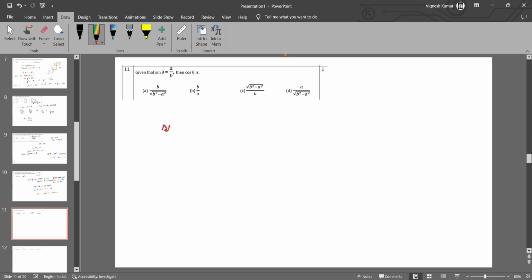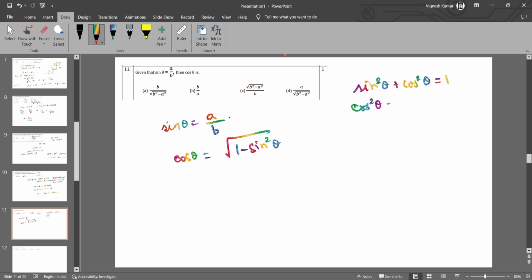Next, this is a very simple question. Of course, sine theta is given. Sine theta is equal to A by B. Then cos theta value is to be found. So cos theta is equal to root of 1 minus sine square theta, since we know the identity, sine square theta plus cos square theta is equal to 1. From this we have cos square theta is equal to 1 minus sine square theta. So we get cos theta is equal to square root of 1 minus sine square theta.